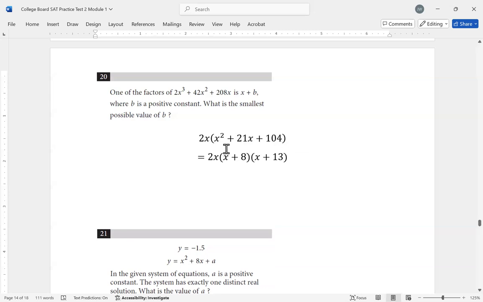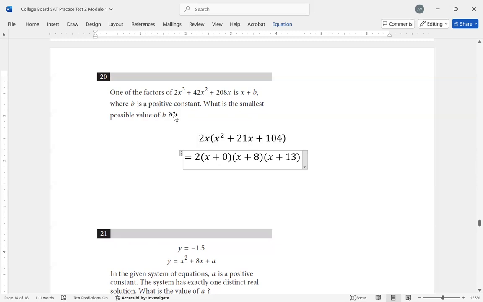Now let's look at 20. It says one of the factors is x plus b, where b is a positive constant. What's the smallest possible value of b? Now, some people may want to write this first x as x plus 0. So technically, we could think of this as having three options: 0, 8, and 13.